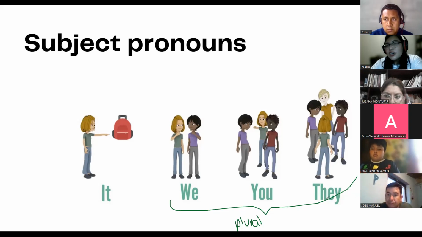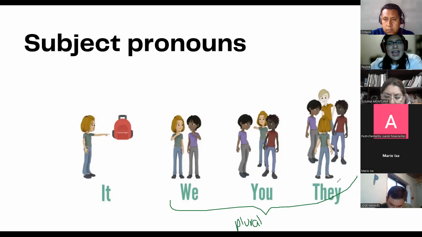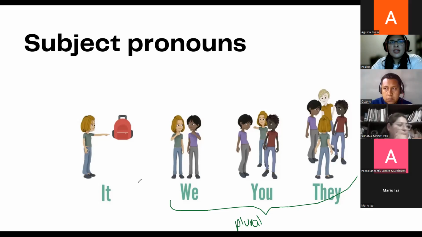Entonces, ni yo les estoy hablando a este grupo de personas, como en el you, ni me estoy incluyendo en el grupo de personas, como en el we, sino que son ellos, por allá andan, ellos de allá. Entonces, plural: we, you, and they. And then, of course, singular, we have I, you, he, she, it.